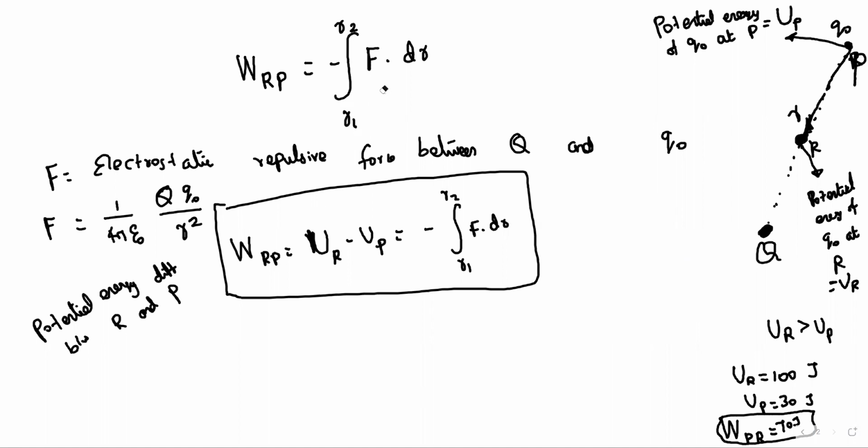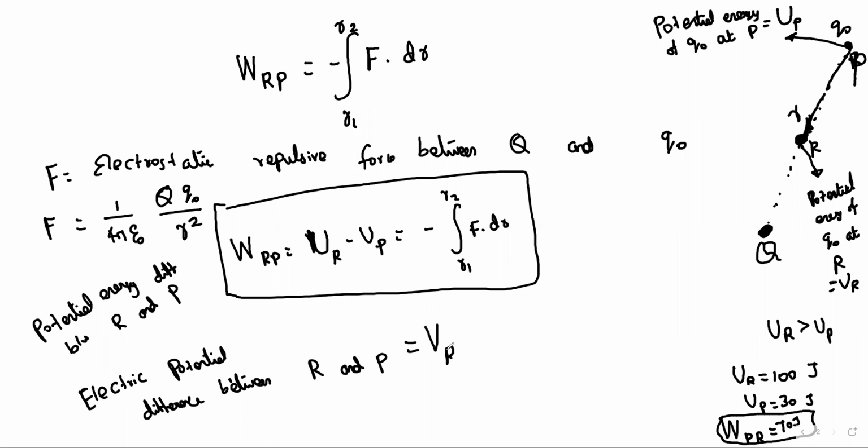Okay. Now instead of potential energy, I'm going to use the potential difference. If I want to find the electric potential difference between R and P, then instead of U_R, I'm going to use the electric potential at R minus the electric potential at P. So this is the total energy required for Q0.